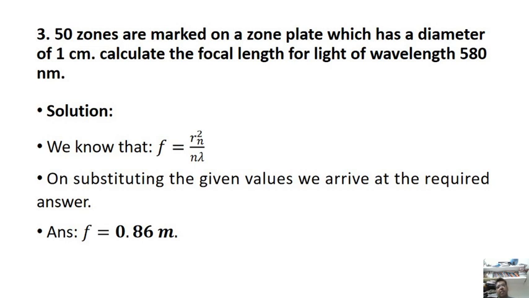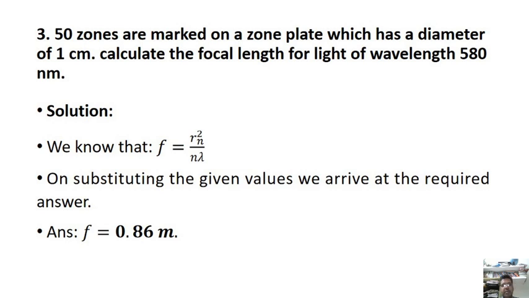50 zones are marked on a zone plate which has a diameter of 1 centimeter. Calculate the focal length for light of wavelength 580 nanometer.